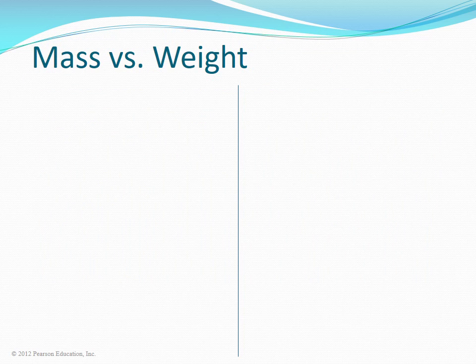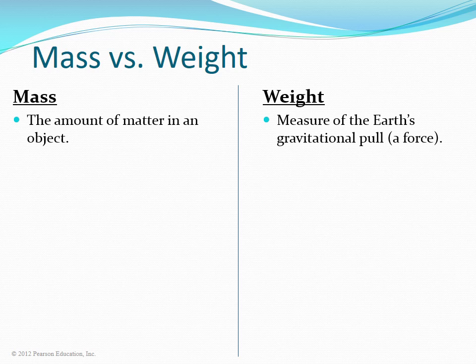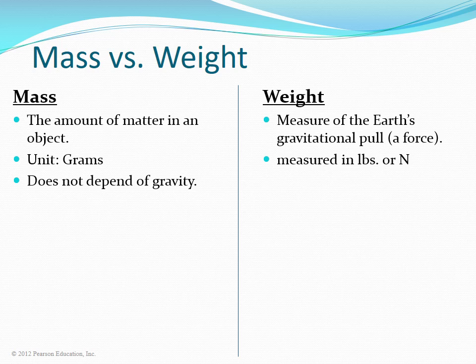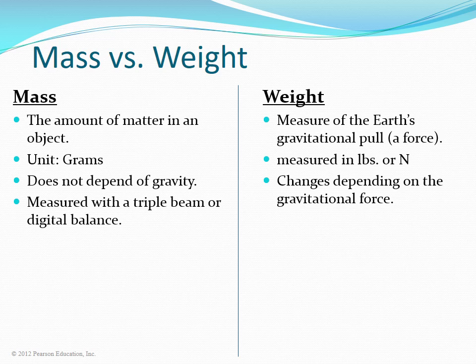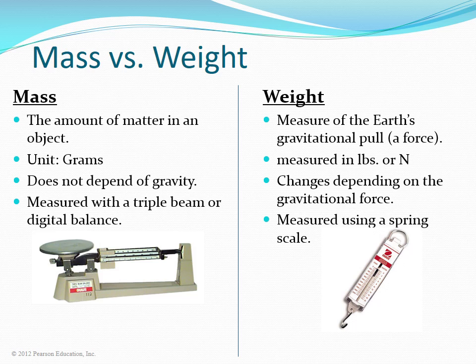Mass versus weight. Mass is the amount of matter in an object. Weight is a measure of the Earth's gravitational pull, a force. The typical units of mass are grams or kilograms, while the units of weight are pounds or newtons. Mass does not depend upon gravity. Weight changes depending upon the gravitational force. Mass is measured with a triple beam balance or a digital balance. Weight is measured using a spring scale.